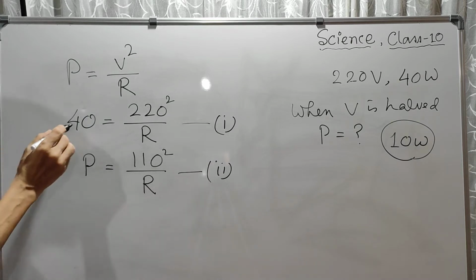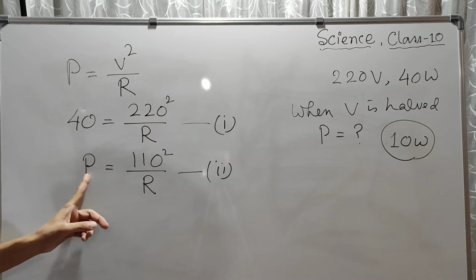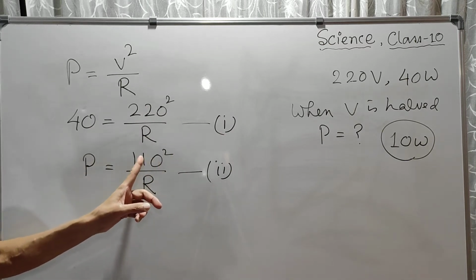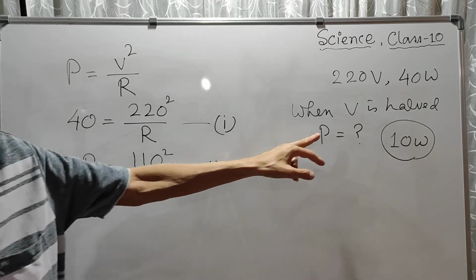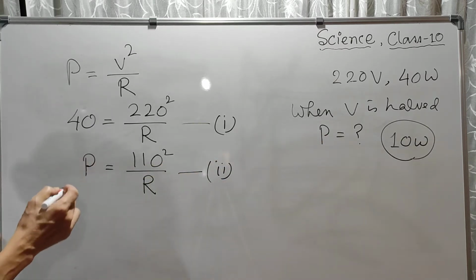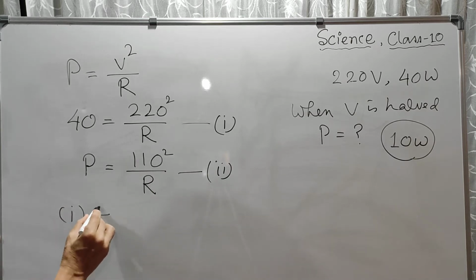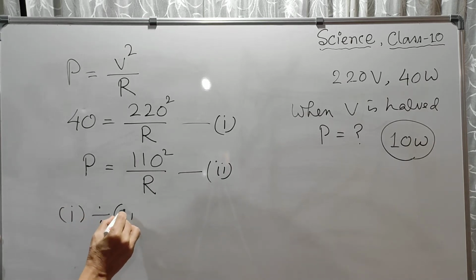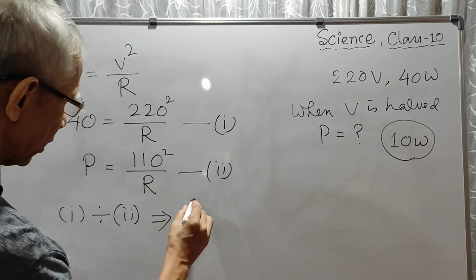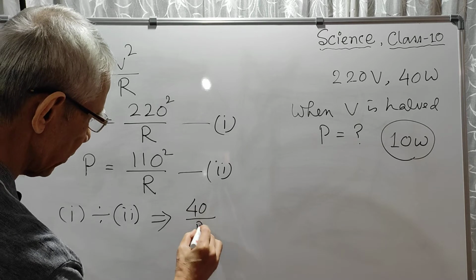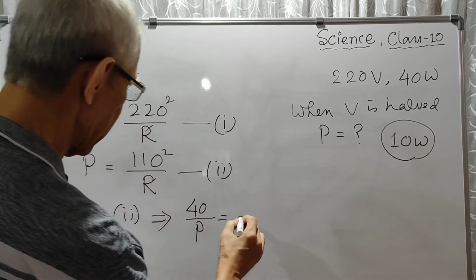So this was when potential difference is 220, and this is when potential difference or voltage is 110. Now we have to calculate this P. What is the power? So what we do, let us now divide. Divide equation 1 by equation 2. When you divide, what you get? 40 by P equal to, so when you divide this R cancels, so what you get?